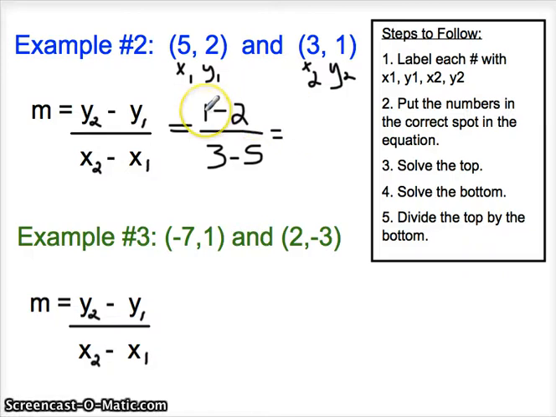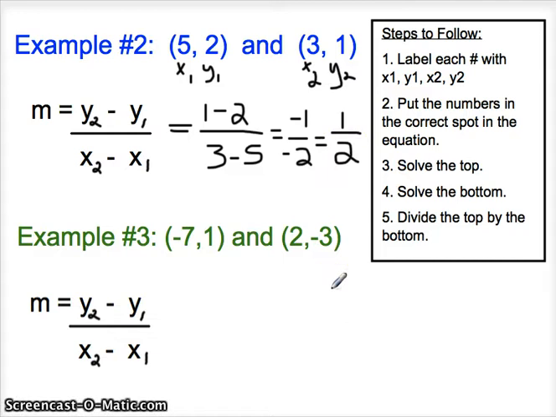Now I have to subtract. 1 minus 2 is negative 1. 3 minus 5 is negative 2. Again, I will simplify. The negative signs cancel each other out, and I'm left with a half. So my slope would be half, or up 1 over 2.